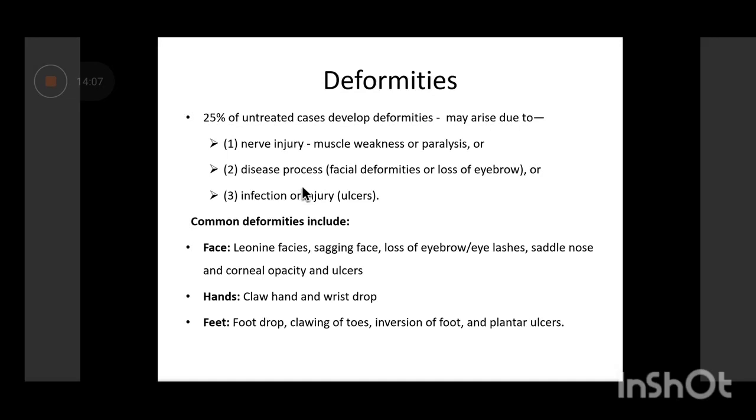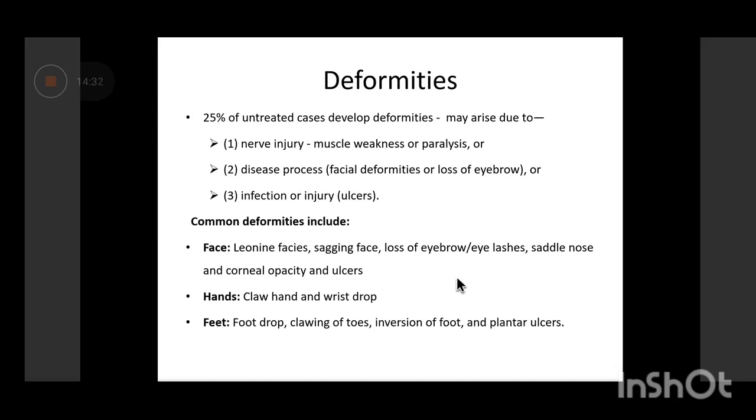Sometimes deformities can occur because of infection or injury, which leads to ulcers. The common deformity seen on the face is leonine facies, that is, they have lion-like facial features. There will be sagging of the face, loss of eyebrows and eyelashes, and saddle nose. There will be corneal opacity and ulcers.